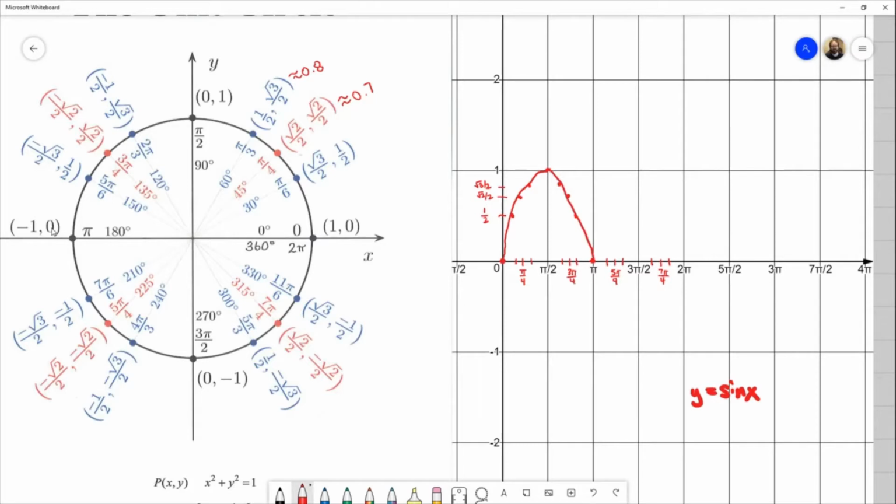All right, focusing on the interval now from pi to 3 pi over 2, we have some different y outputs. We have negative 1/2 now, and negative root 2 over 2.